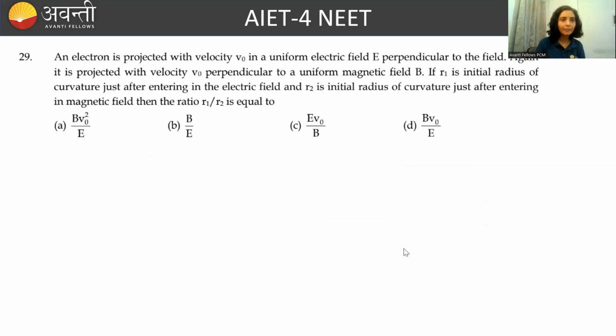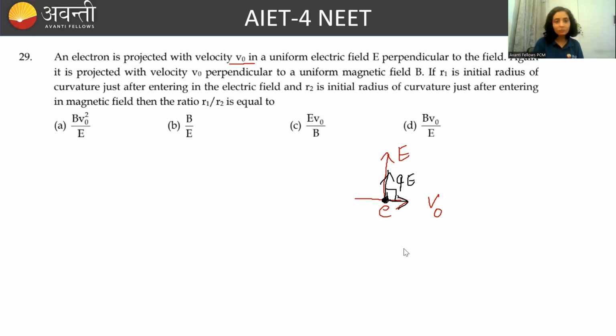There is an electron that is projected with velocity v0 in a uniform electric field E, perpendicular to the field. So what is happening? There is a charged particle, an electron, moving in this direction. The electric field is present in this direction. Suppose our electron is just here, and at this point its velocity is here and it will experience electric force in this direction. For the small time at which the electric field is switched on, the electric force is in this direction, velocity is in this direction, and the angle between these two is 90 degrees.